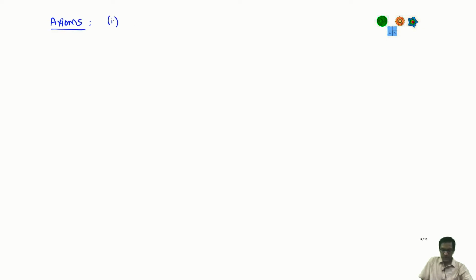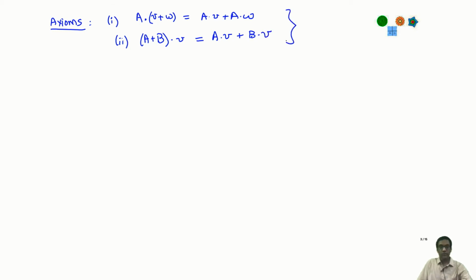So what were the axioms? There was distributivity, which says if I take A and I do v plus w, this should become A dot v plus A dot w. Or if I change A, look at (A plus B) dot v, this must give me A dot v plus B dot v. Now observe, both of these follow from the usual distributive property of matrix multiplication.